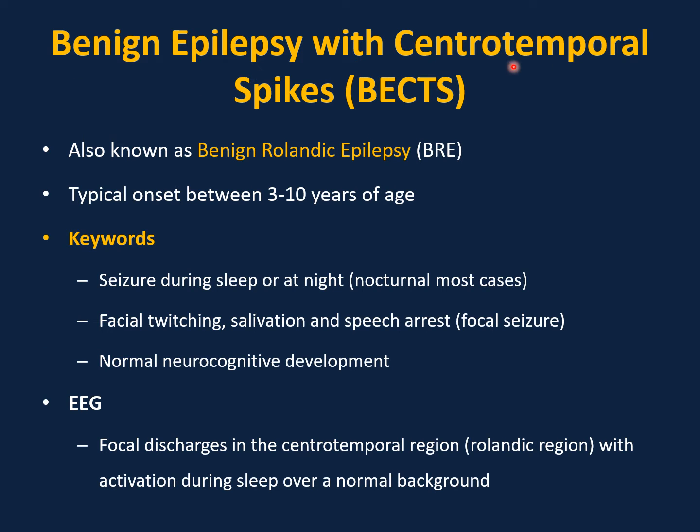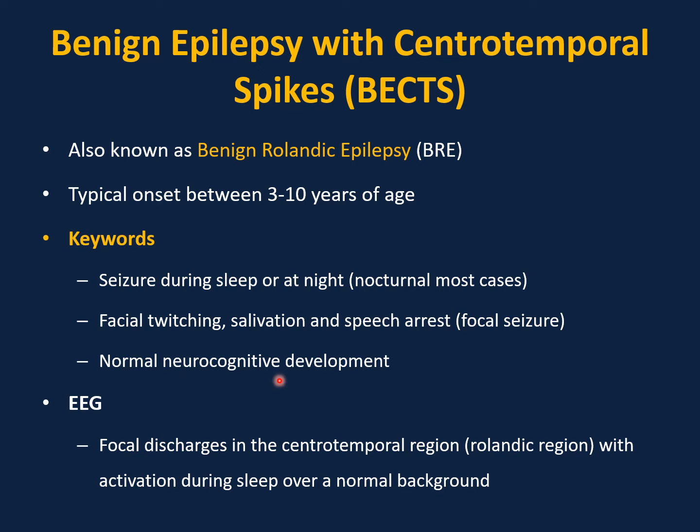Benign epilepsy with centrotemporal spikes. The other name is benign Rolandic epilepsy. The typical onset is between 3 to 10 years of age. The key word: seizure during sleep. So seizure during sleep, or at night, is nocturnal benign Rolandic epilepsy, most of the cases associated with facial twitching, salivation and speech arrest. This is considered a focal seizure.